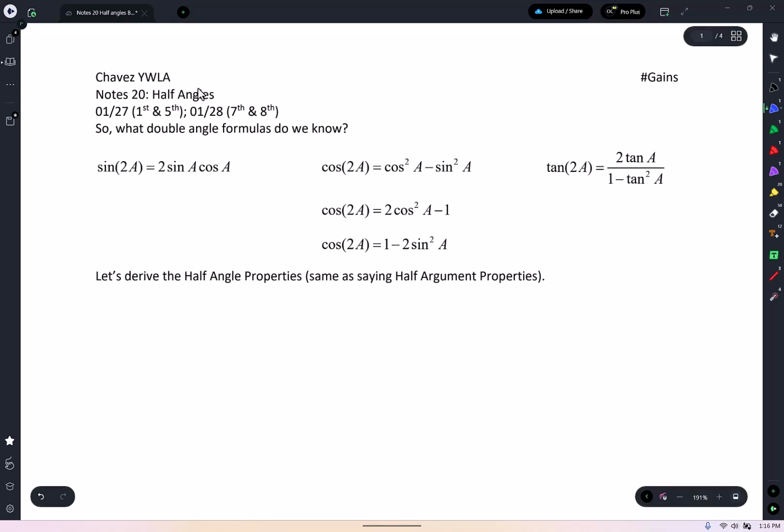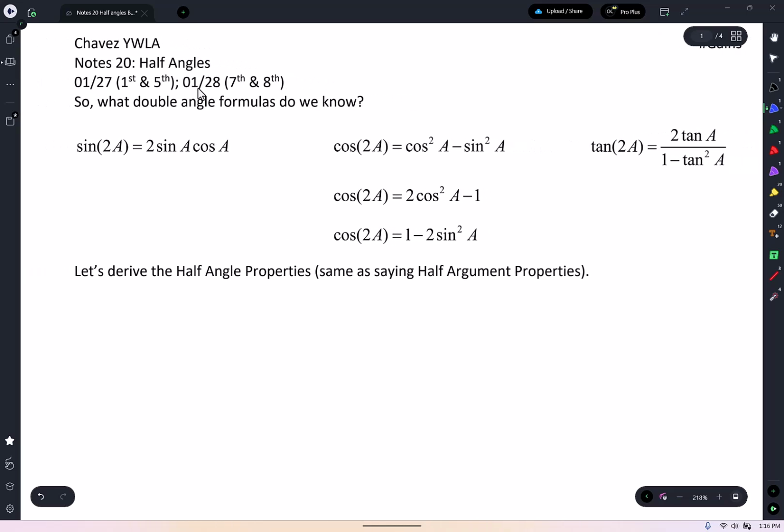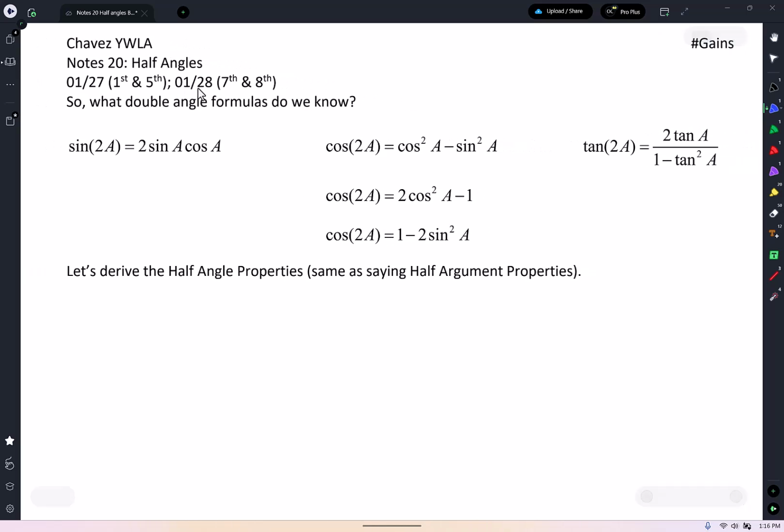These are properties of half angles. So we already know double angles, or composite argument properties, our double angle formulas here. These are all the formulas that we've done already for double angles. We're going to focus primarily on these two here because we're going to do a hack. And I want you guys to just recognize.